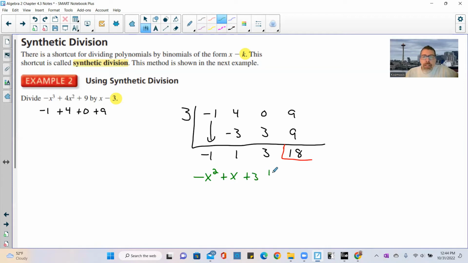And my remainder is 18, and it's positive, so it's plus 18 over what we're dividing by, which was x minus 3. So there's our answer. We got negative x squared plus x plus 3 plus 18 over x minus 3. Okay, so that's how you do it with synthetic division. It is much easier than long division. So once you get a feel for synthetic, you probably will not go back to doing it with long division.